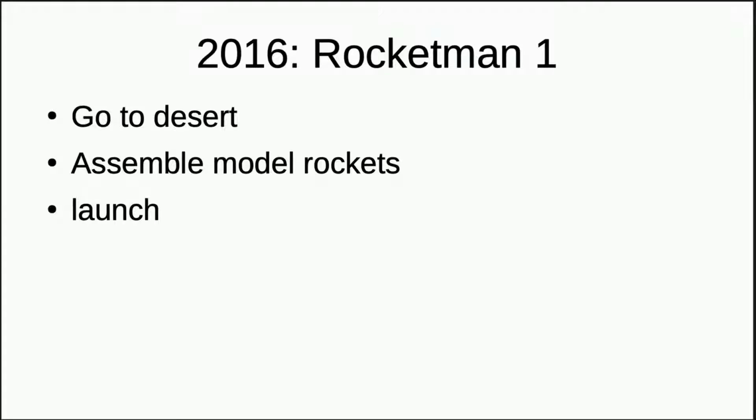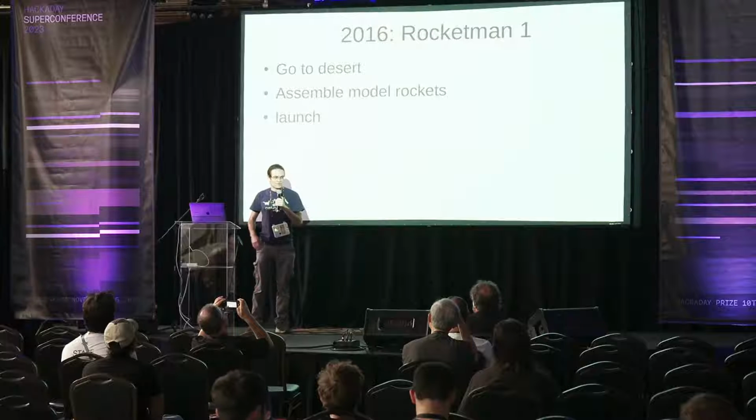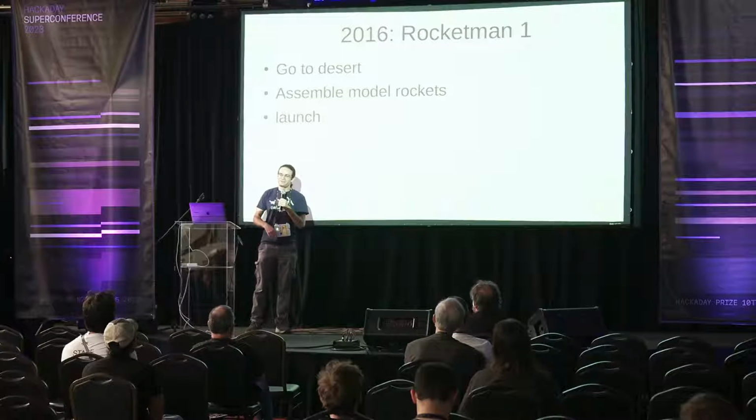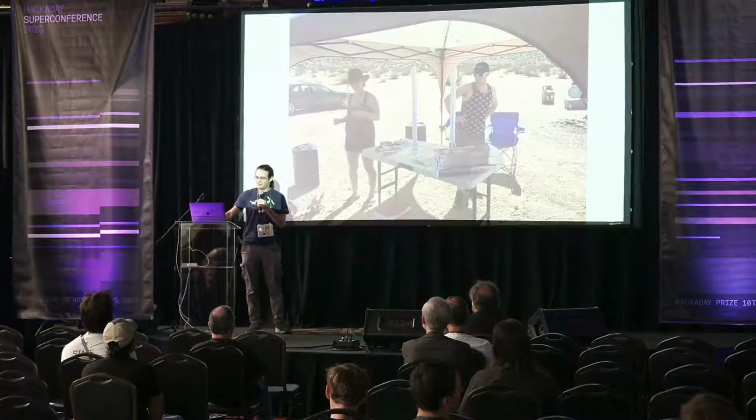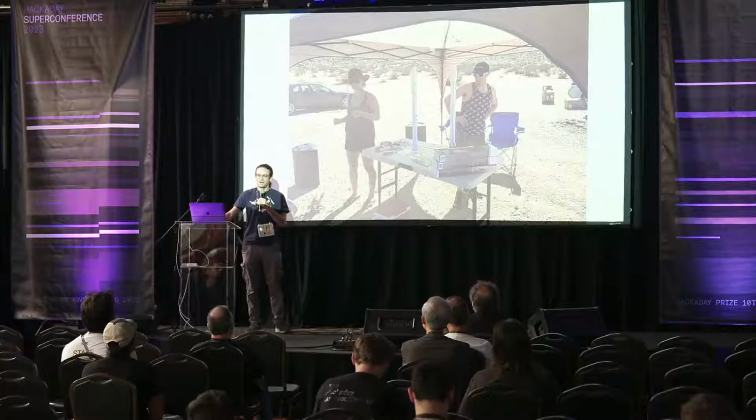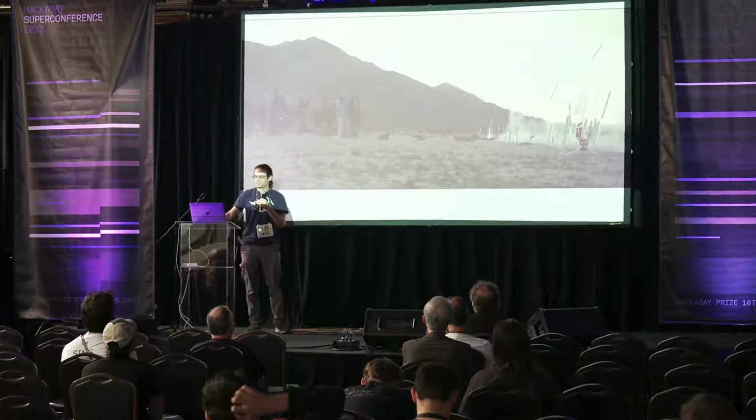We're a bunch of engineers out in LA, so we throw a lot of desert parties, and we wanted to throw one where people could build something out in the desert while they were out there having fun. So for the first Rocket Man, the plan was go to the desert, assemble model rocket kits, and then launch them all together. So we went out into the desert, assembled some model rocket kits, had some fun, and then launched a bunch of rockets all at once.